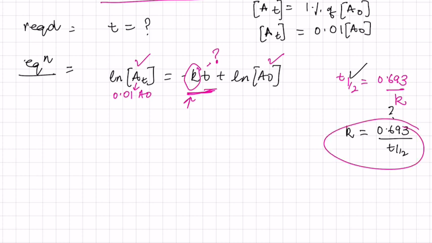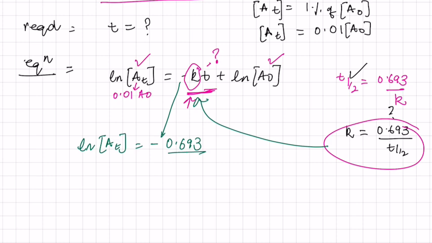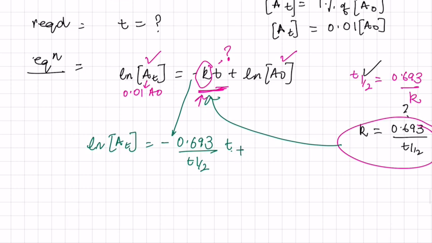Very good. Let me take this K and sub it in here. My new equation will become ln AT equals, instead of K, I will write negative 0.693 over T half, the negative coming from here, times the time needed, plus ln A0. Okay, so this is the equation I'm going to use, and in this equation I'm going to say what is given and what is required. Well, AT is given, and T half is given to me as 20 minutes.